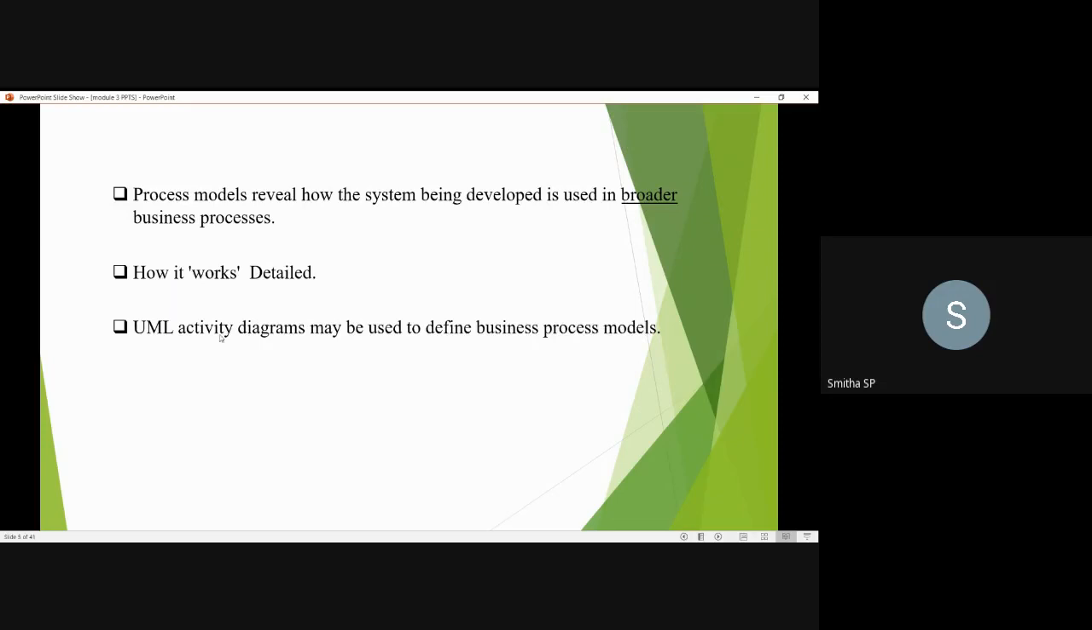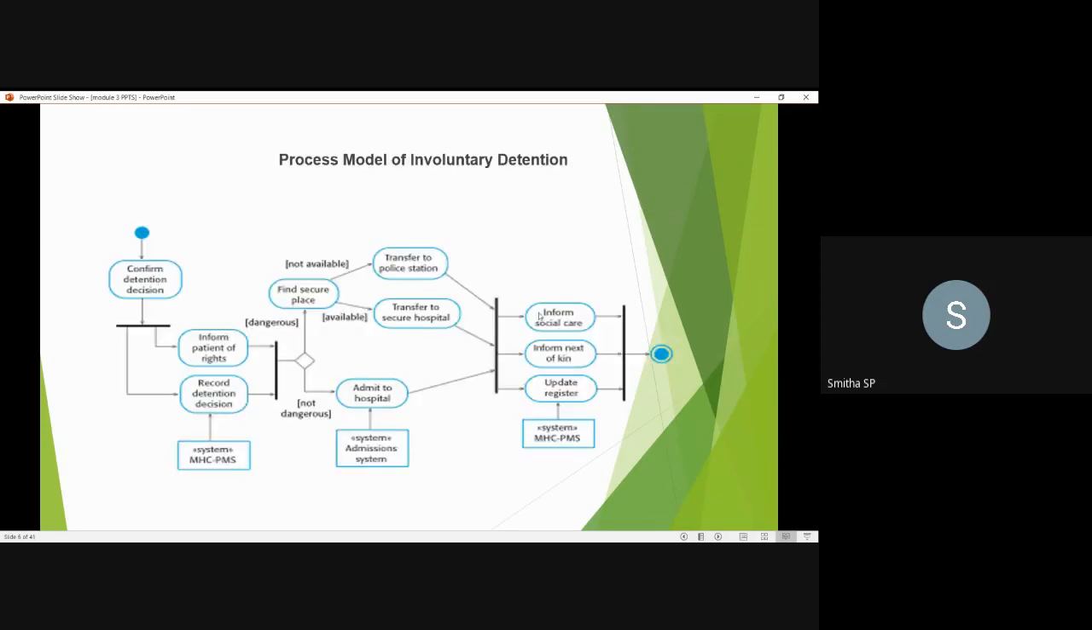Then we learned that UML activity diagrams are used to define the business process models. We came across this process model, the activity diagram for the MHC-PMS. The filled circle indicates the start of the activity. A filled circle within a circle shows the end of the activity. Rounded rectangles, that is rectangles with round corners, show the activities. Arrows represent the flow of work from one activity to another activity. A solid bar indicates the activity coordination.